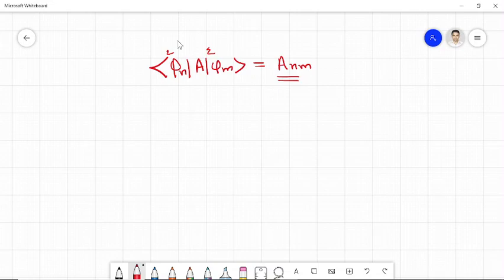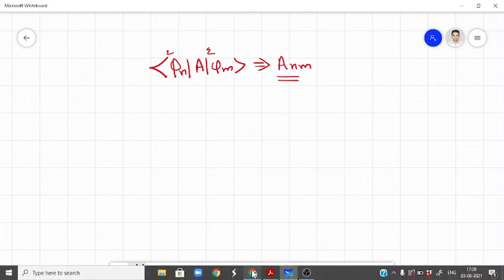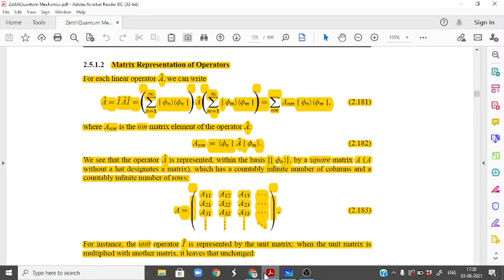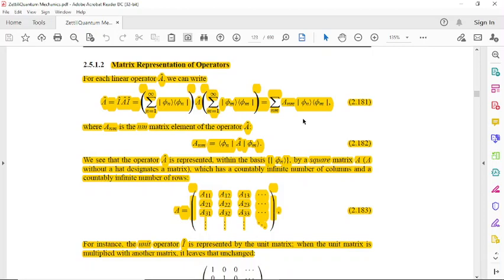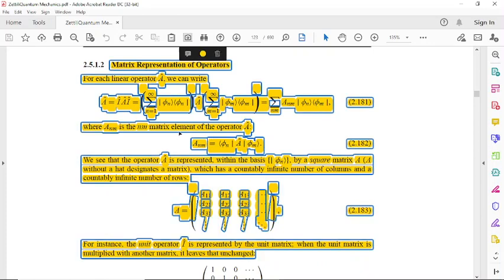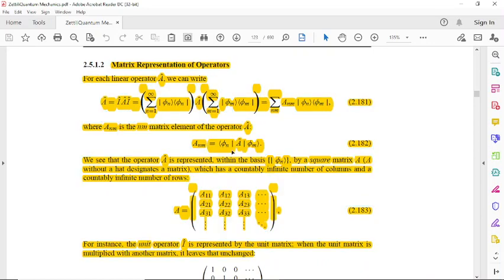So this is equal to this column matrix, an n by m matrix. Then the remaining part, we get bra phi n, then ket phi m. Then A nm, I already told you, is equal to bracket phi n A phi m.